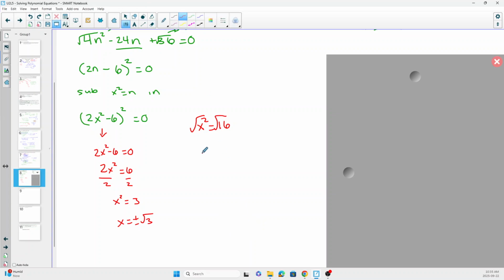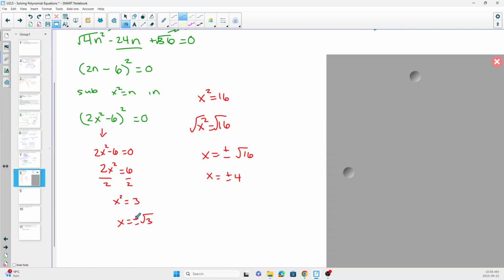So over here, therefore, x is equal to plus or minus the square root of 16, which in this case would be plus or minus 4. X could be positive 4 or x could be negative 4. Either one of those is going to fulfill x squared equals 16.